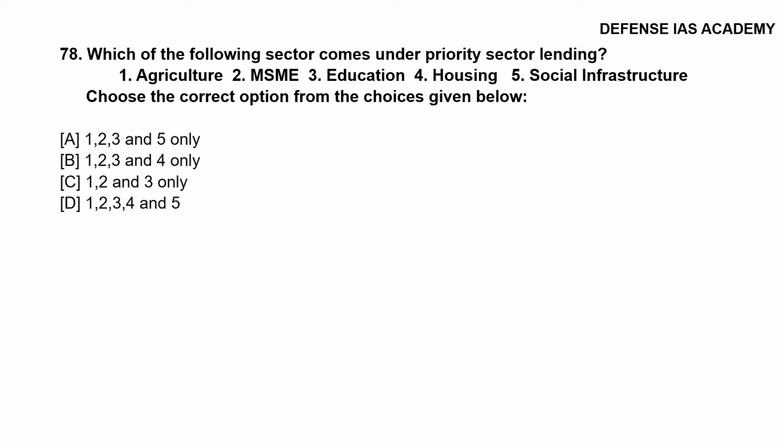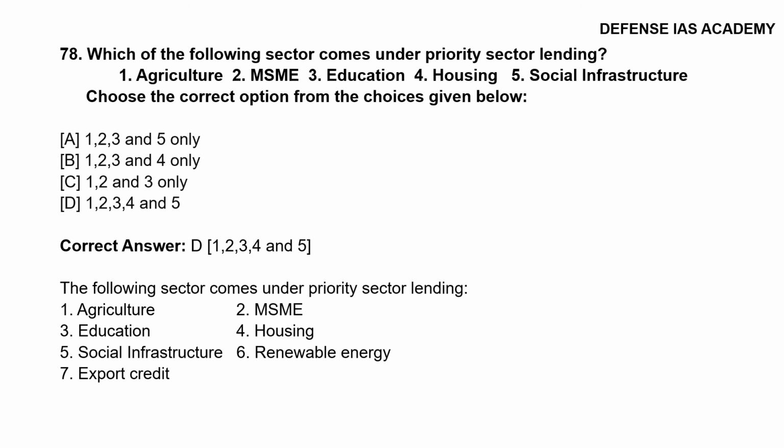Question number 78. Which of the following sector comes under priority sector lending? 1. Agriculture, 2. MSME, 3. Education, 4. Housing, 5. Social infrastructure. Choose the correct option from the choices given below. The correct answer is option D, 1, 2, 3, 4 and 5. The following sectors come under priority sector lending: agriculture, MSME, education, housing, social infrastructure, renewable energy and export credit. All this comes under the priority sector lending.